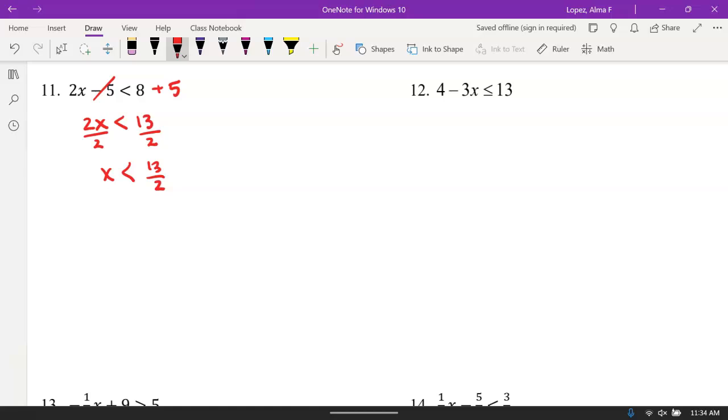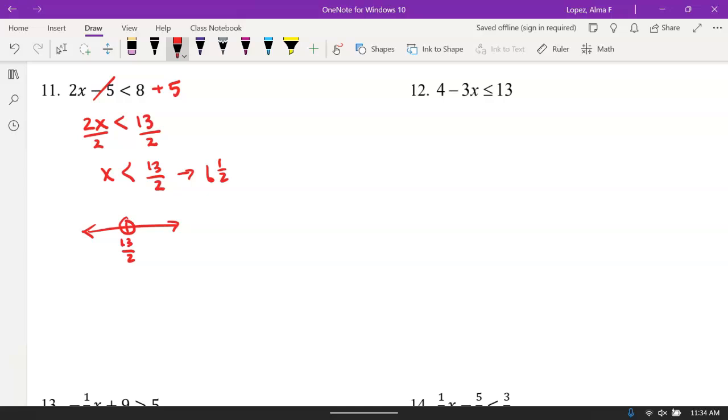We can either convert that to a mixed number if they ask us to. If not, that's the number we want on the number line. Now, if they give you a pre-numbered number line, you do want to go ahead and convert that to 6.5 so you know where to plot it. But if you're making your own number line, 13 halves is fine. Either way is correct. Now, give yourself an open circle.